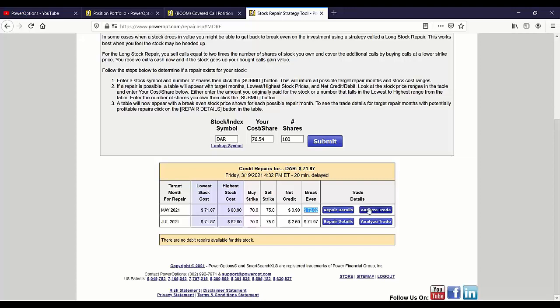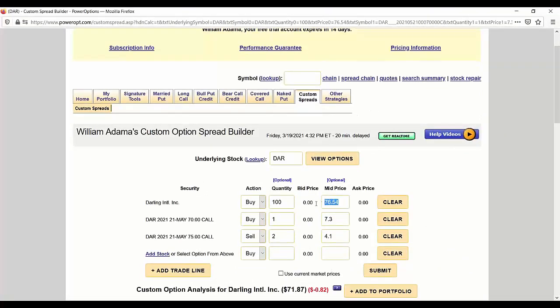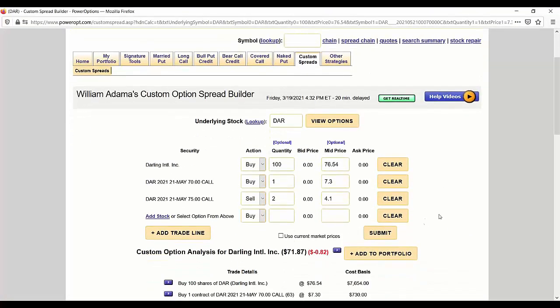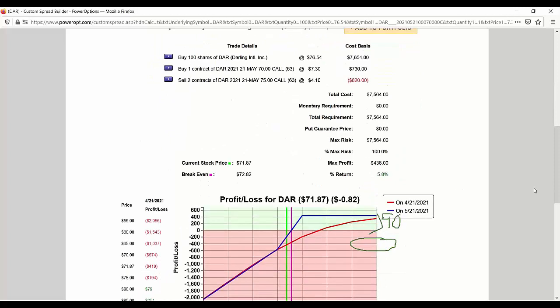I'm going to analyze the trade instead of repair details. So we've been on this topic for a while. This is just going to take us to the profit and loss chart. We own stock at 76.54. Buy a May 70 call at 7.30. Sell 2 May 75 calls at 4.10, so we get 8.20. There is our 90-cent net credit that lowers our cost basis on the position. Okay, that's the 90. So we're at 75.64. How do I make a break even now if the stock's at 72.82 if I only took in 90 cents?